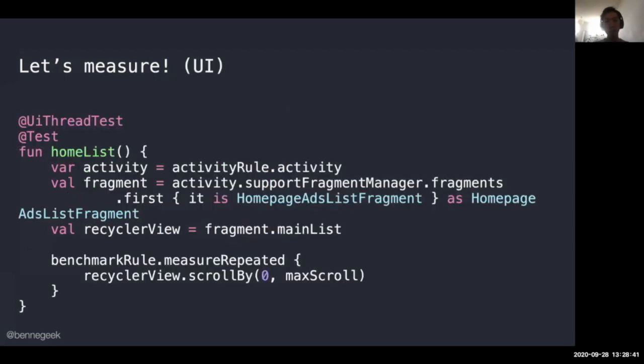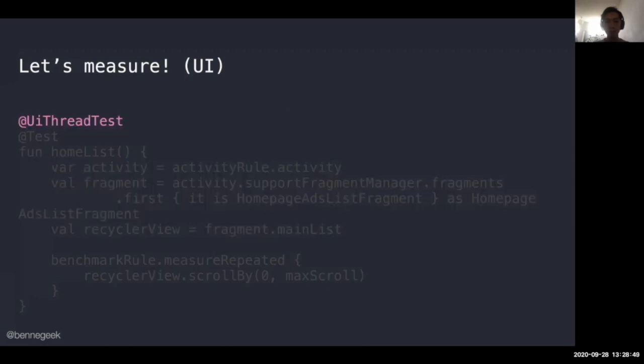And if you want to measure the UI, you can also do that. For example, here you have an activity rule. First, there's a UiThreadTest. It says that this test should be run on the UI thread and should not run against a background thread. It prevents it from crashing, because if you want to, for example, scroll the RecyclerView, it might crash if it runs on a different thread other than the UI.